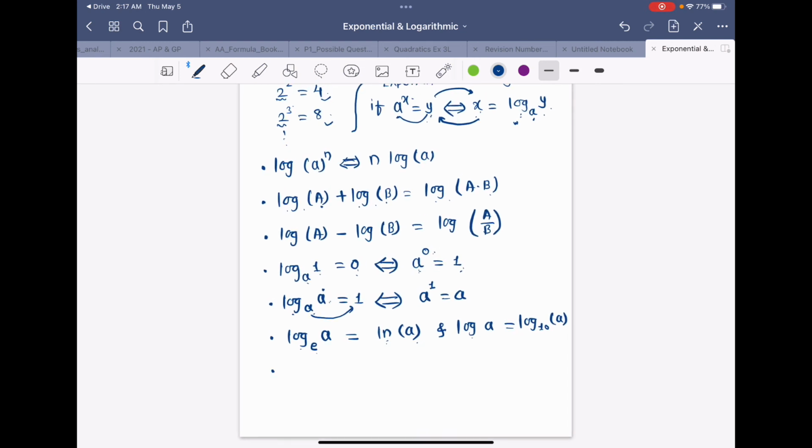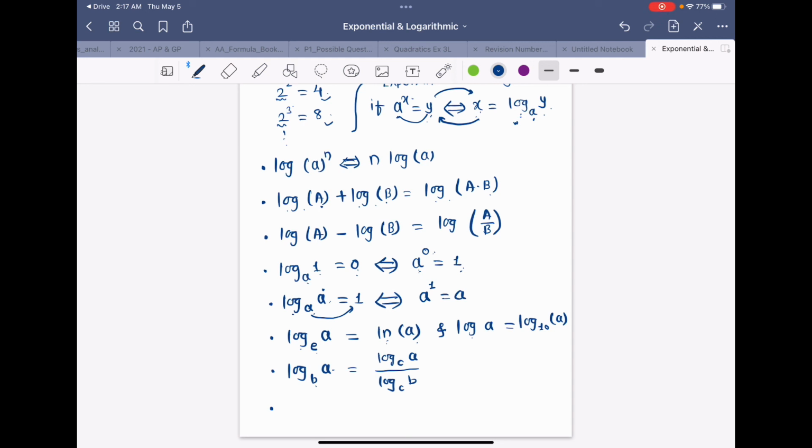Next rule. Change of base. If you have log of a to the base of, say, b, and I want to change the base, I will first make a division. I will write log here, log here. This goes in the numerator, the base goes in the denominator. Log a over log b with the common base c. This is called the change of base rule.